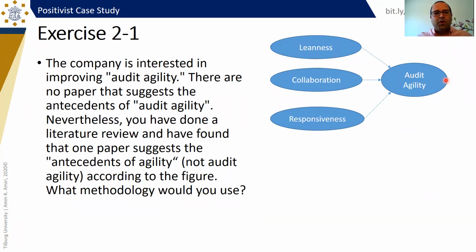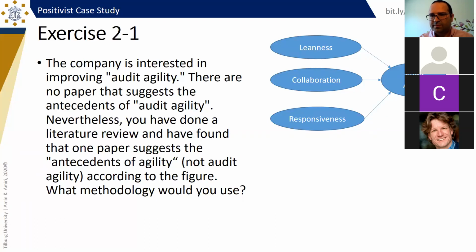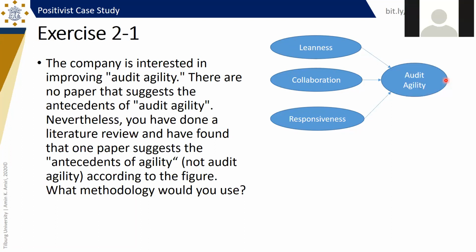Okay. What's your suggestion? Who wants to answer? Probably an exploratory study where you test if those antecedents of agility also apply to audit agility. Come again. You want to find the antecedent of agility, or? No, so you have a paper that suggests antecedents of agility. So you would do like an exploratory study if those antecedents also apply to audit agility.